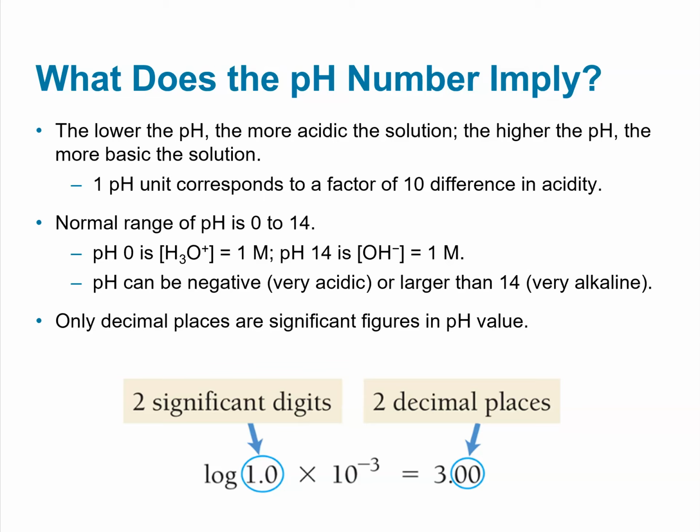Our normal range that we deal with is 0 to 14, with 0 being our most acidic and 14 being our most basic. And that's based on the acidity of protons and the basicity of hydroxide. There are plenty of things that are vastly more acidic and more basic than those. However, for the context of this class, we're going to go 0 to 14. Don't worry about those. And another thing is, if you're calculating significant figures associated with any of these, particularly in a laboratory setting, remember that only decimal places are significant in pH values. The first one doesn't matter.